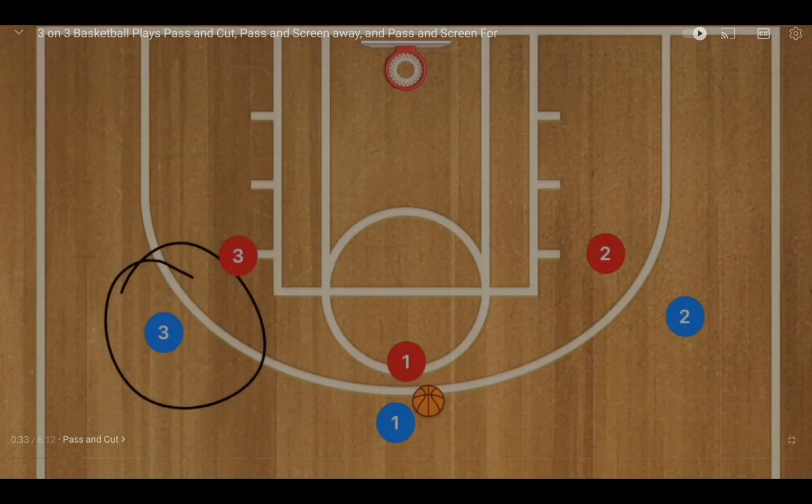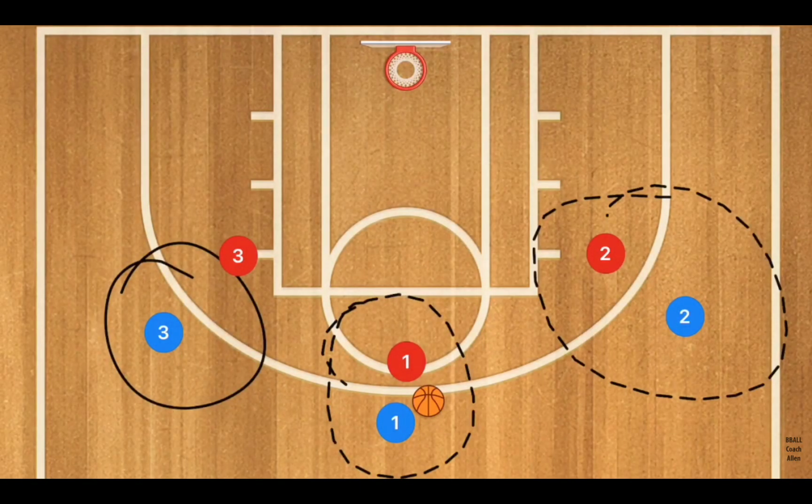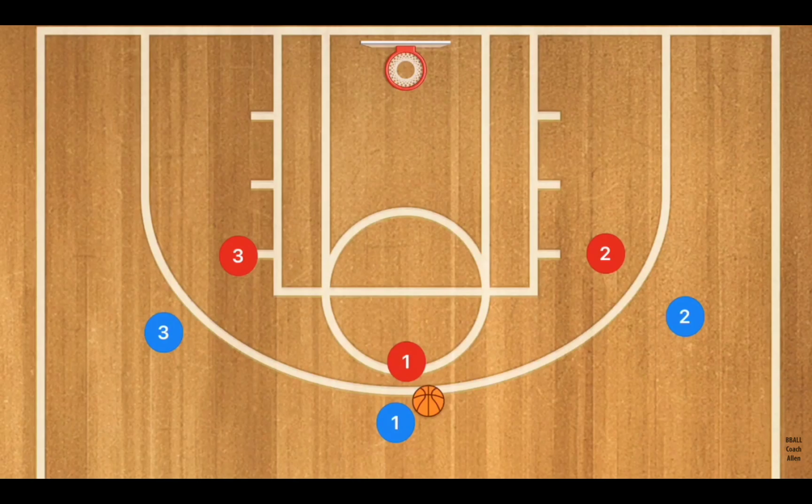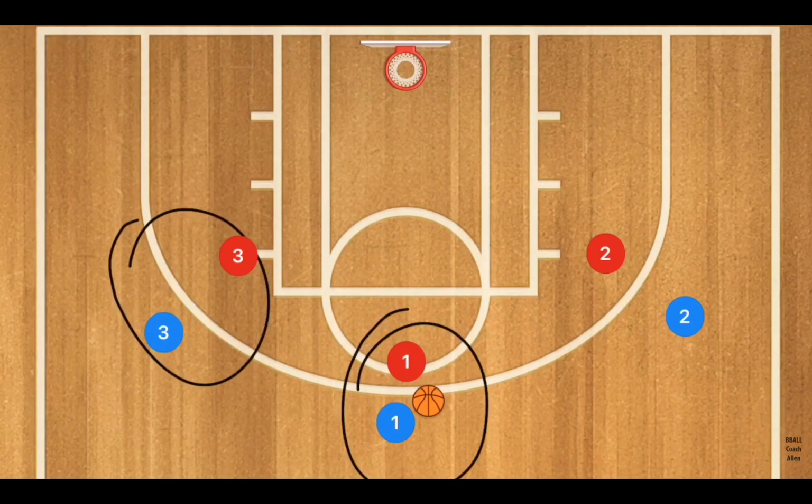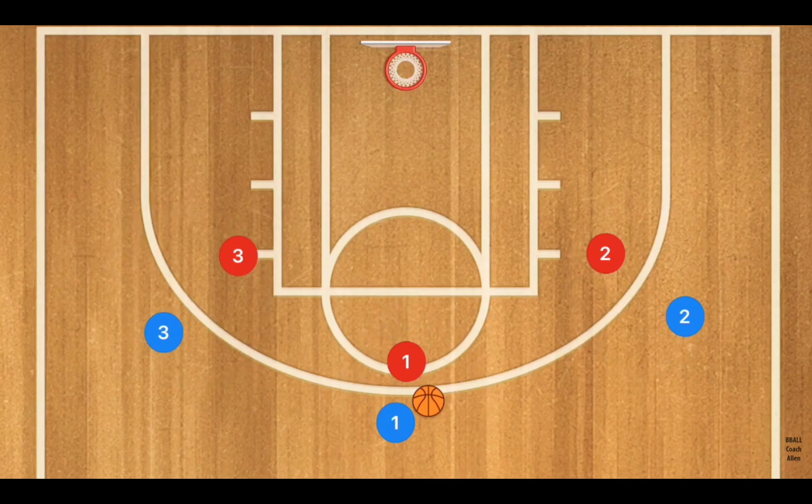We have 3 spots on the court. Those are the 3 spots. From there, those 3 spots, 90% of the time, always have to be filled. Once you have that down, this is called the pass and cut.